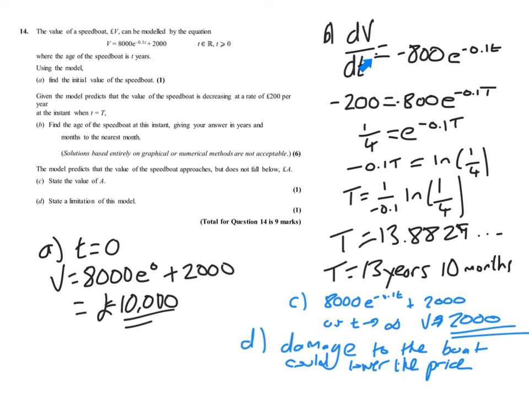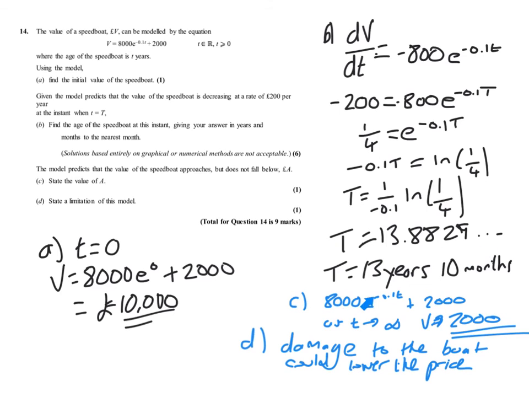Then B, it's all about differentiating. You differentiate it, put it equal to negative 200. Rearrange and solve, and you get 13.8829, etc. Need to change it to years and months.